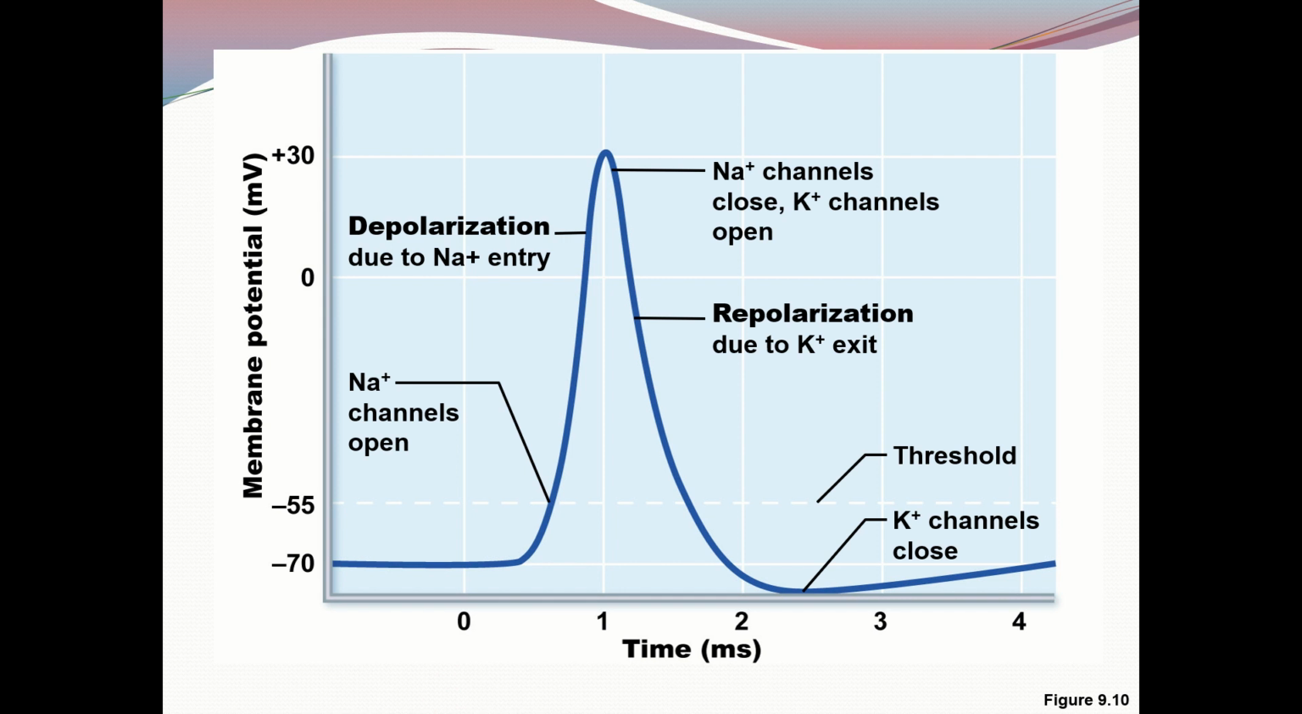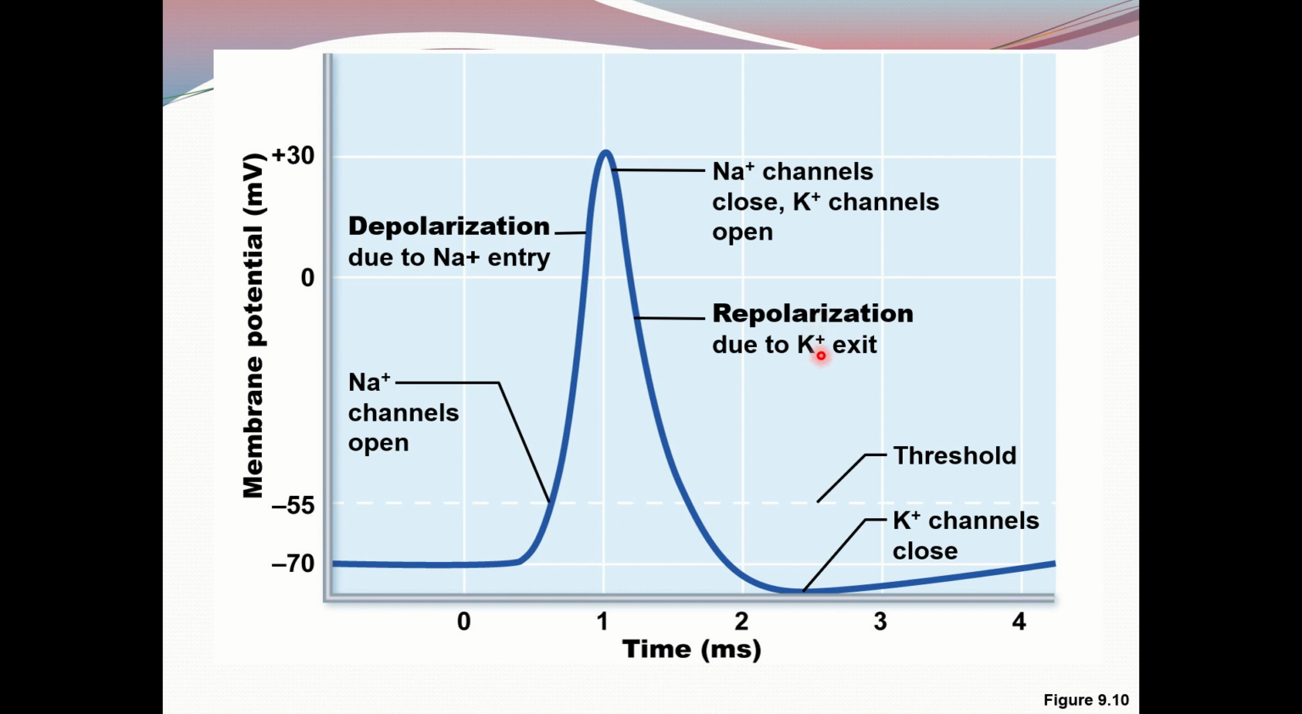After the depolarization wave has occurred, the shot was fired, repolarization is the next step to follow. In order to repolarize the membrane, the sodium channels have to close, so no more sodium can influx into the cell, and potassium channels are now going to open. Potassium is going to leave.